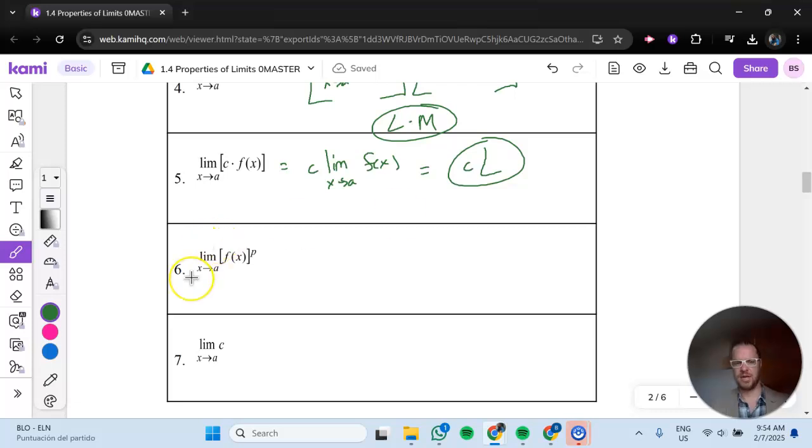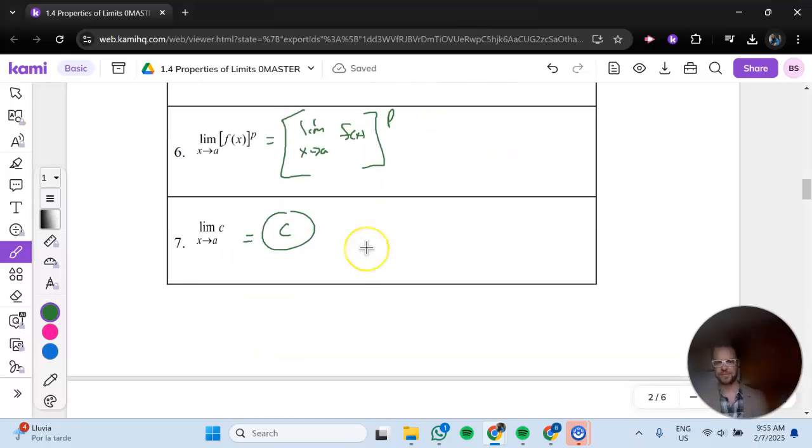And somewhat similarly here, if I've got all of that to the power of p, this is exactly the same as just saying the limit as x approaches a of f of x, all to the power of p. And if I take the limit of a constant, it doesn't really matter what I'm approaching. It's a constant. It's always the same thing. So it's just going to be c.